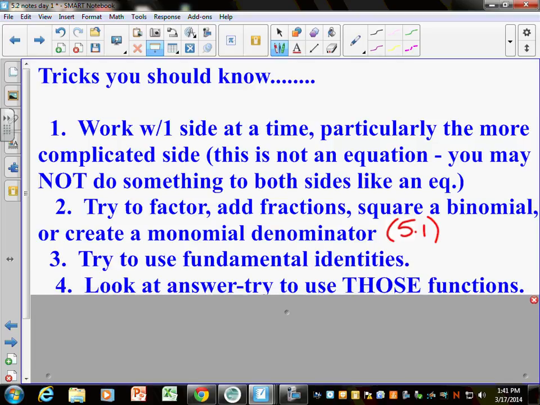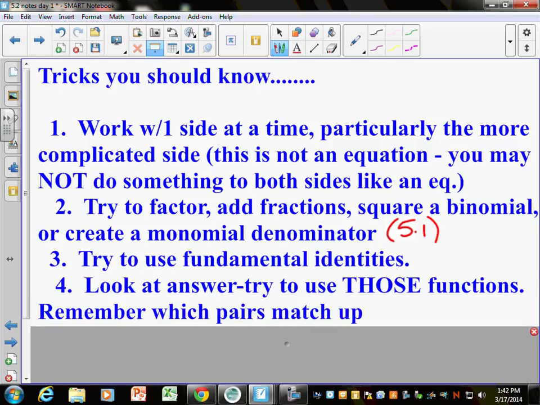Also, use the fundamental identities, just like in 5.1: sine squared and cosine squared go together, secant and tangent squared go together, cotangent and cosecant. If you see those, oftentimes you're going to be using those.